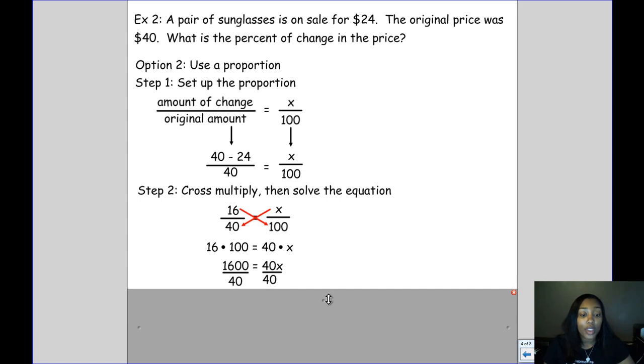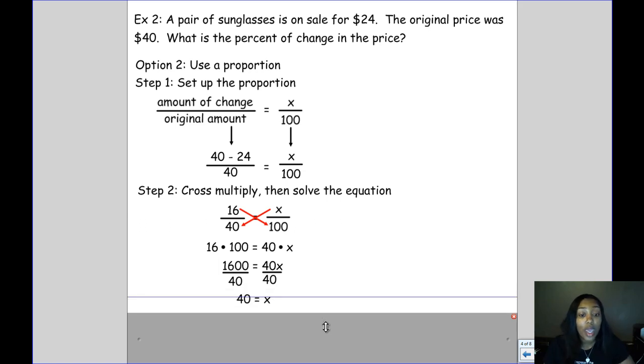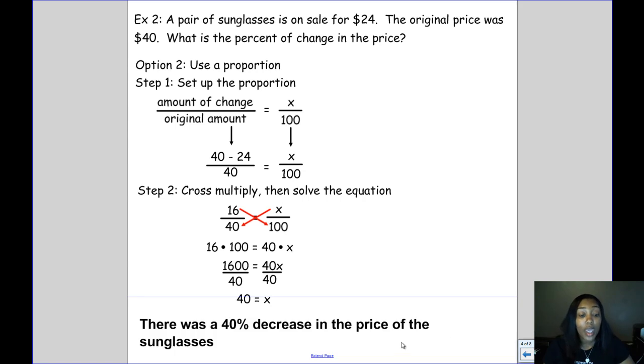And we know that 16 times 100 will give us 1600, and then 40 times x will just give us 40x. We'll divide both sides by 40 in order to get x alone so that we can see what our missing value is. And that means our missing value is 40. So what that means is that there was a 40% decrease in the price of the sunglasses.